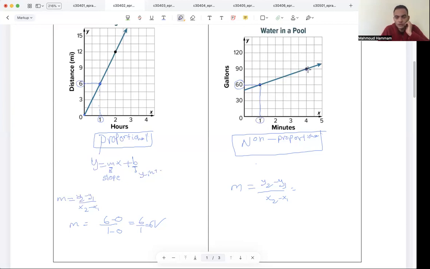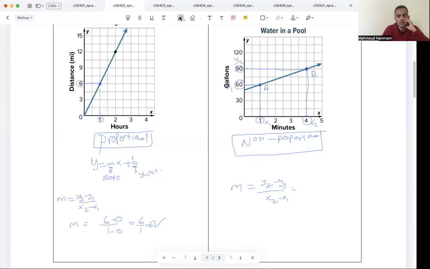What about the second point? The second point, the y is 90. And the x is what? The x is 4. So this is point A, for example, or the first point, and this is the second point. The first point has y1 and x1. The second point has y2 and x2. Now, can I get the slope? Yes, it is y2 minus y1 over x2 minus x1.